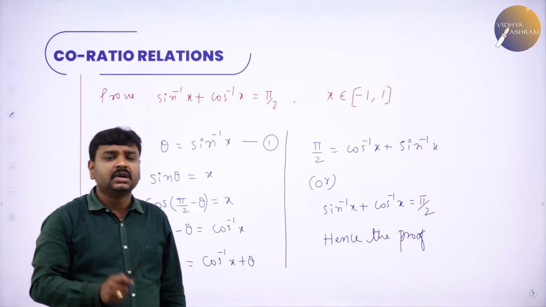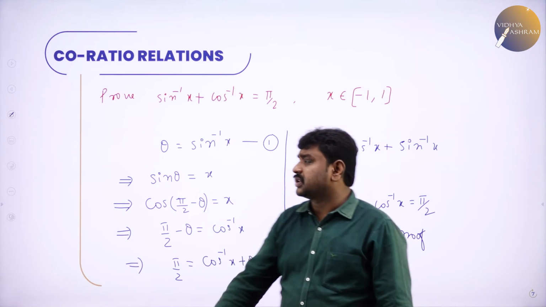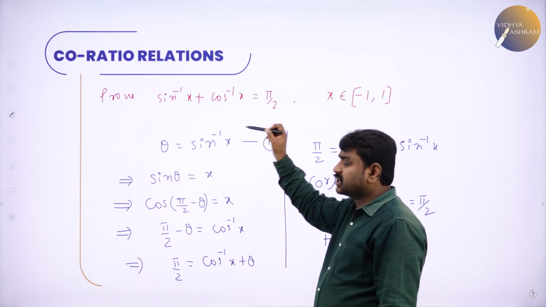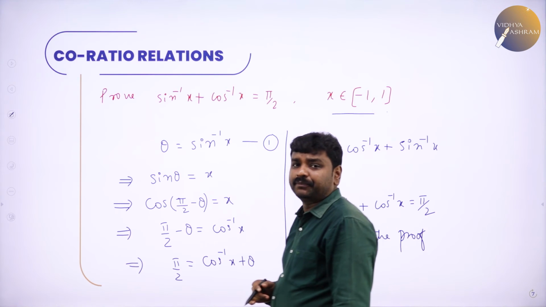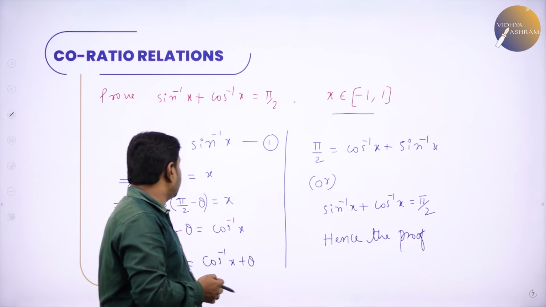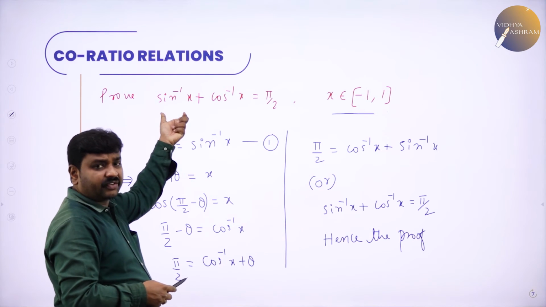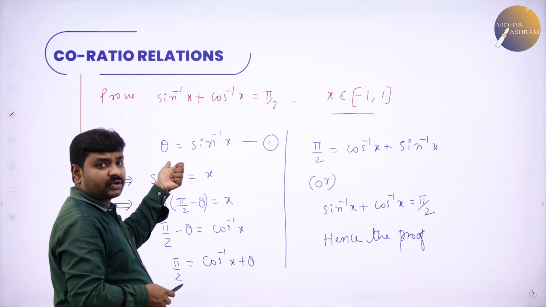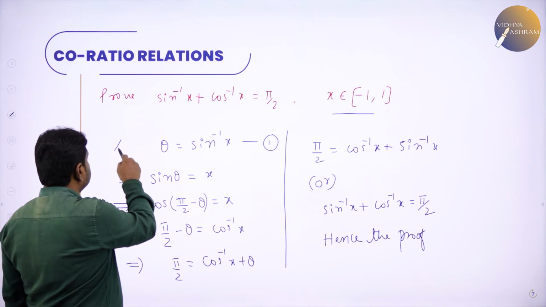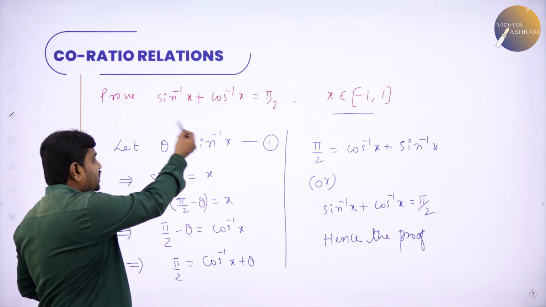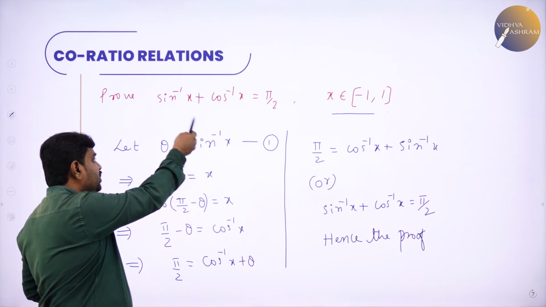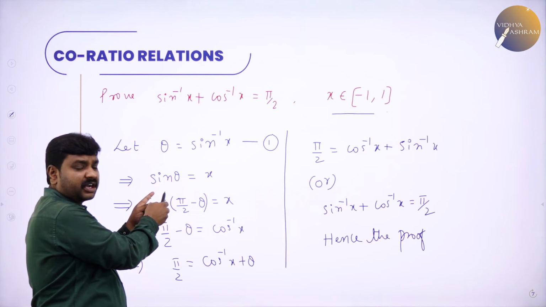Understood? First, how to prove this? They'll ask you to prove sin inverse x plus cos inverse x is equal to pi by 2, where x is in the domain, that is -1 to 1. So now how to prove this? Simple. First, take any one trigonometric function as theta. Let theta be sin inverse x, and call it equation 1. Transfer sin inverse to this side. I told you, if inverse trigonometry comes this side, it will become a normal trigonometric function.